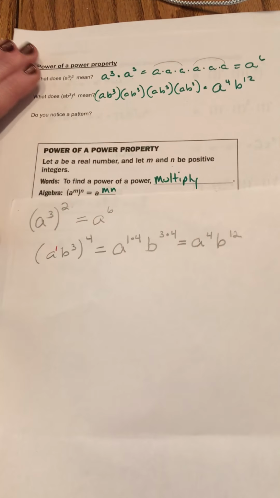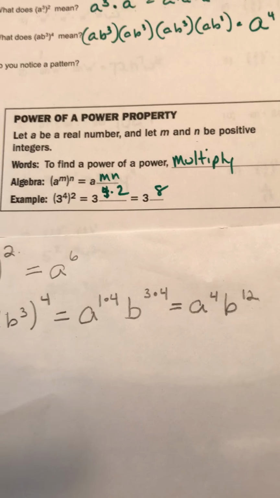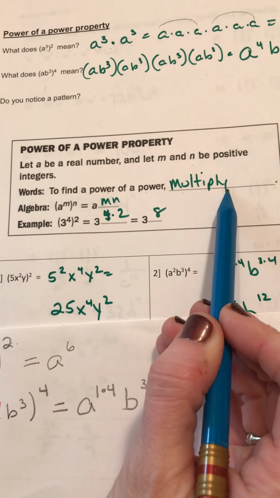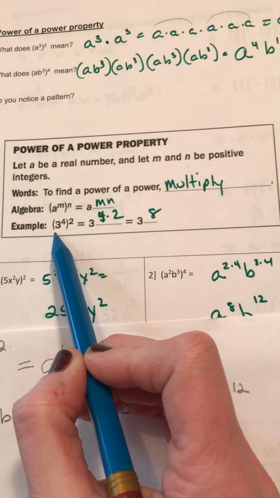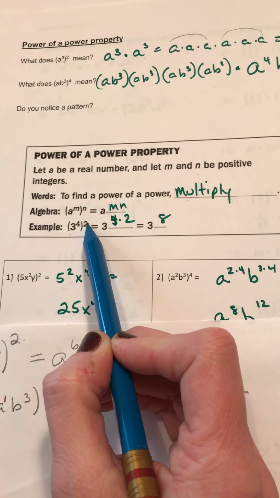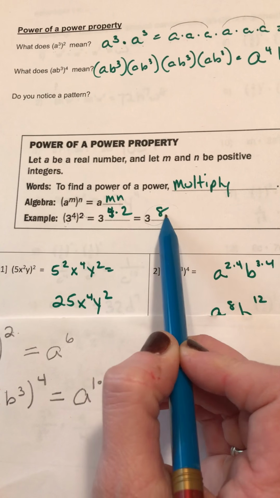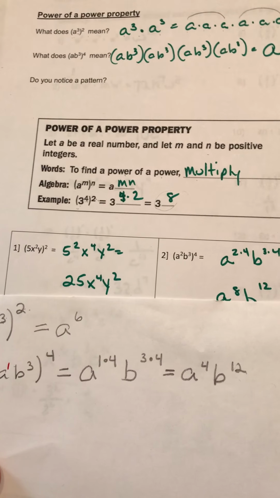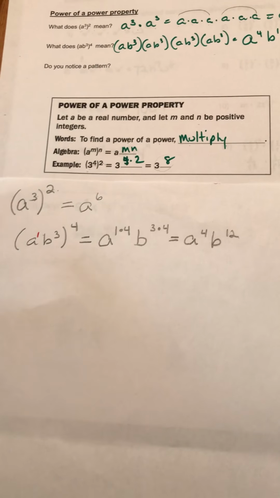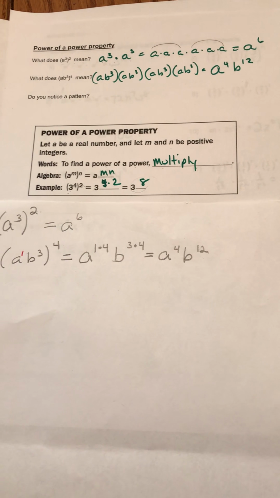This is known as the power of a power property, which says to find a power of a power, all you have to do is multiply. So in our example down here, they have 3 to the 4th raised to the 2nd. All I have to do is multiply those exponents, and that would simplify to 3 to the 8th. So again, I'm going to ask you to take a moment and look at the two examples below and see if you could pause it and give them a try. We'll be back in a minute.